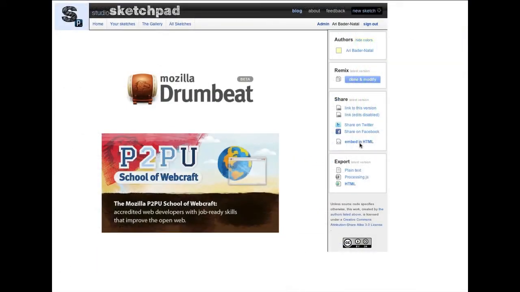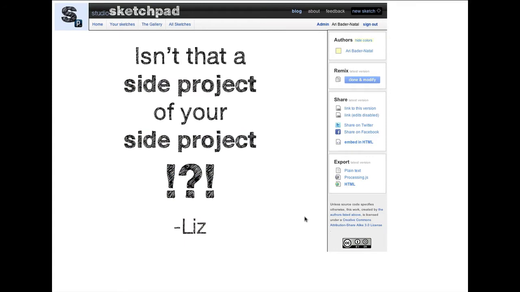The next thing is this class that I was mentioning. This was part of School of Webcraft, which Mozilla was one of the organizers of. And so the idea was to take Sketchpad and to use that as a basis for people who are interested in learning to program. My wife Liz says, isn't that a side project of your side project? I argue it's all the same side project.